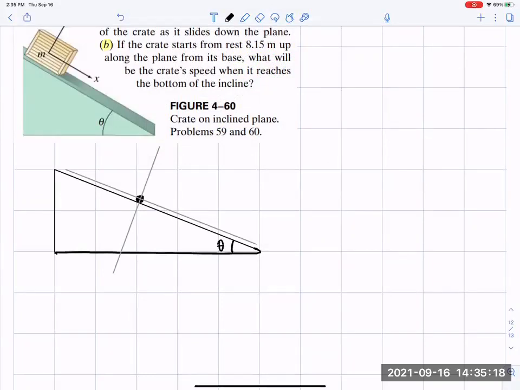And what do you know? You already know that the weight is going down towards the center of the earth. So this is your weight force. We'll just call it m times g as a vector, like so. That's correct. And now let's talk again about how you find this angle. I know I'm repeating, but that's okay.